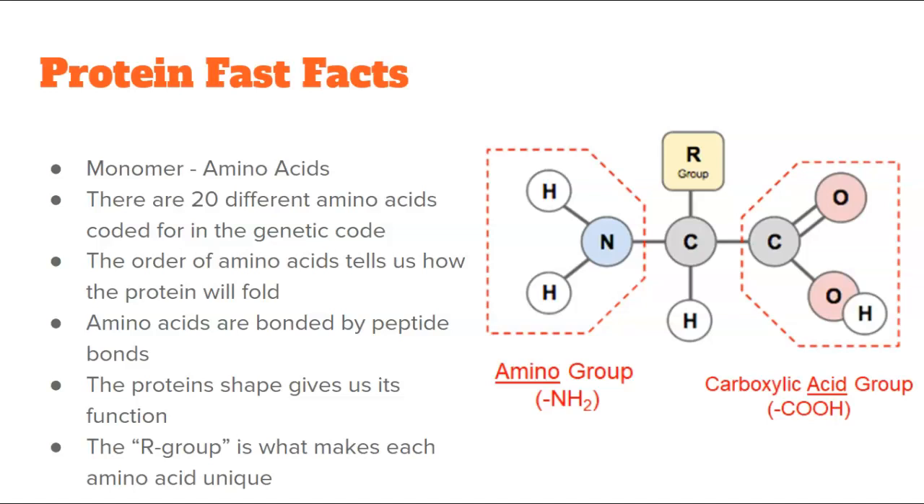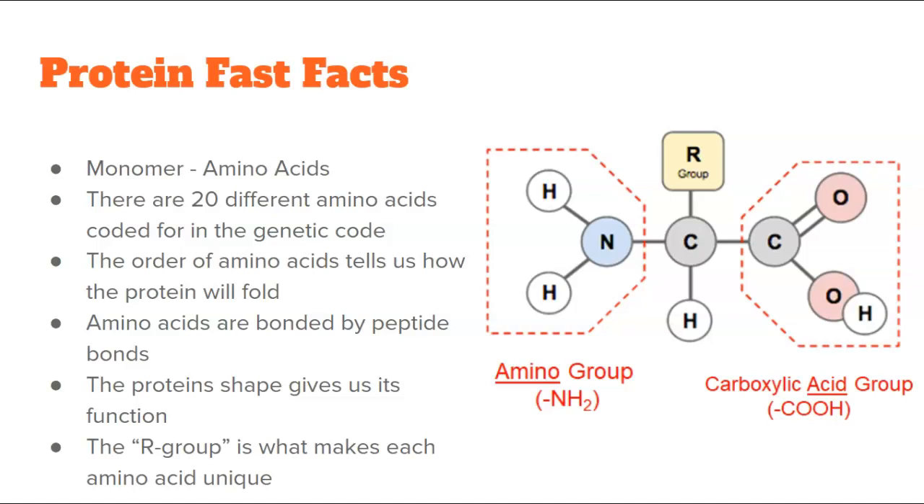Different combinations of those 20 amino acids give all of the variation that you see in all of the species that you see. The order of amino acids will tell you how the protein will fold, and based off that will tell you how the trait will look. Amino acids are bonded by peptide bonds. We talked about this in an earlier set of notes. The protein shape gives us its function. And the R group of an amino acid is what makes it unique. That's what changes between the 20 different amino acids.